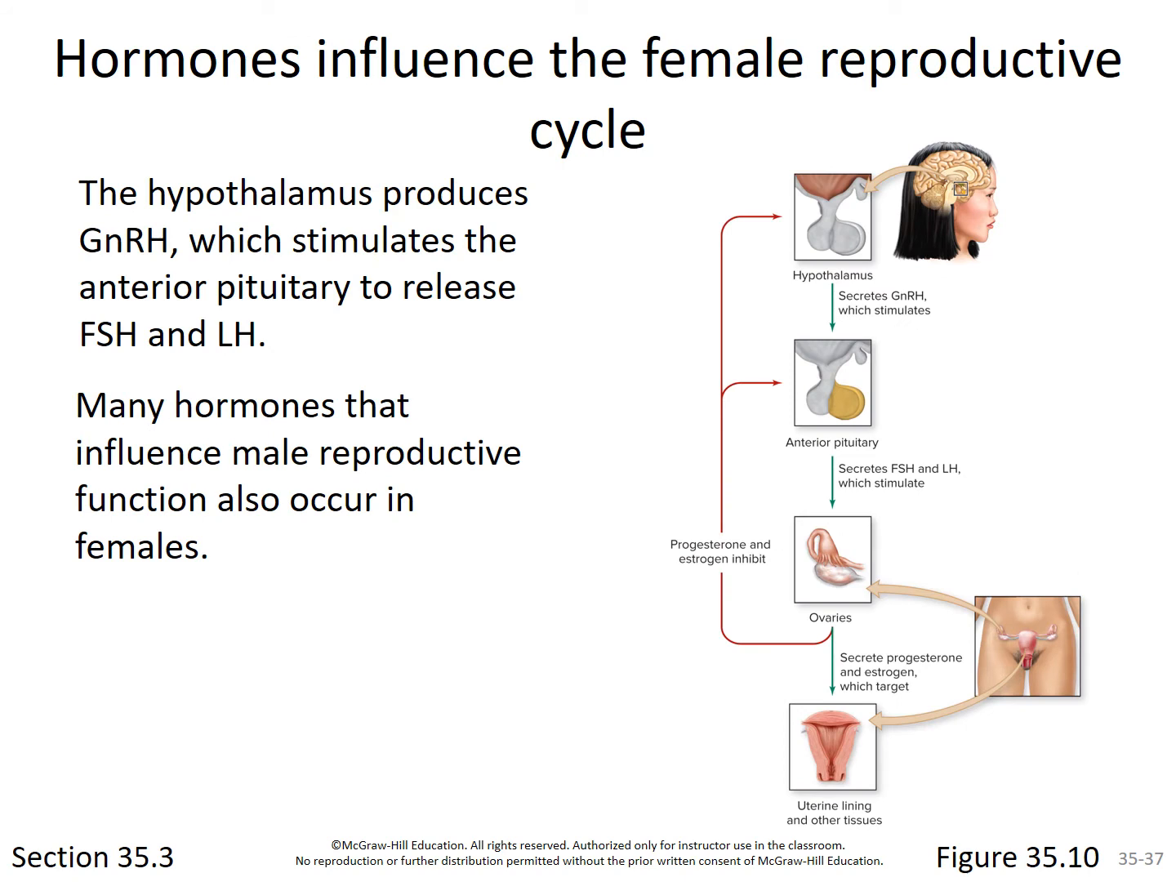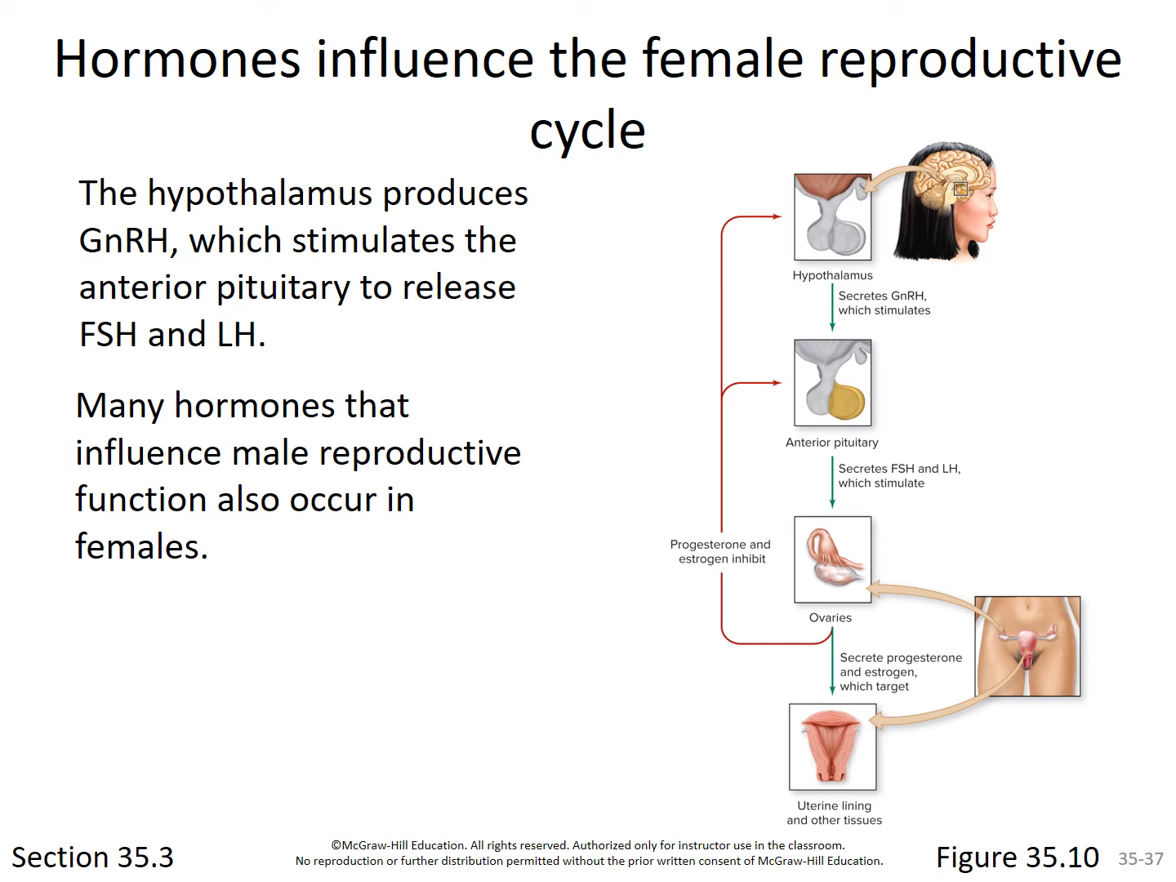So the female reproductive cycle also is influenced by hormones. So the hypothalamus will produce GnRH, again that's gonadotropin releasing hormone. This stimulates the anterior pituitary to release FSH and LH. And FSH, in this case follicle stimulating hormone, will stimulate the development of one oocyte within a follicle and its ovulation.